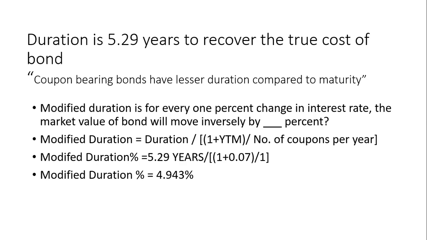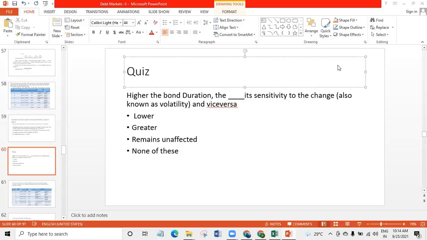So this is modified duration. A small question for you. Higher the bond duration, the dash its sensitivity to change, also known as volatility, and vice versa.